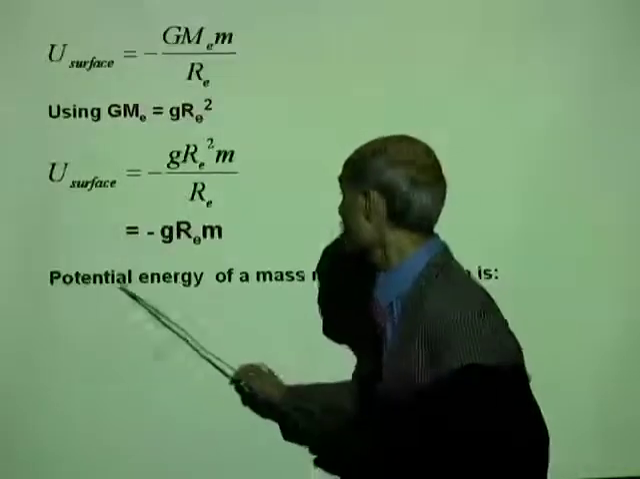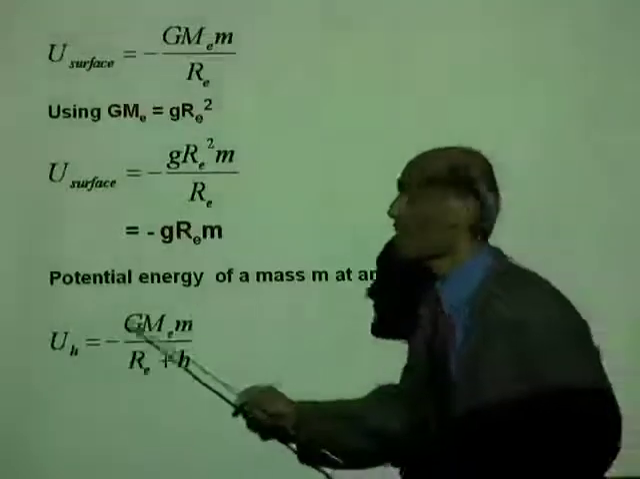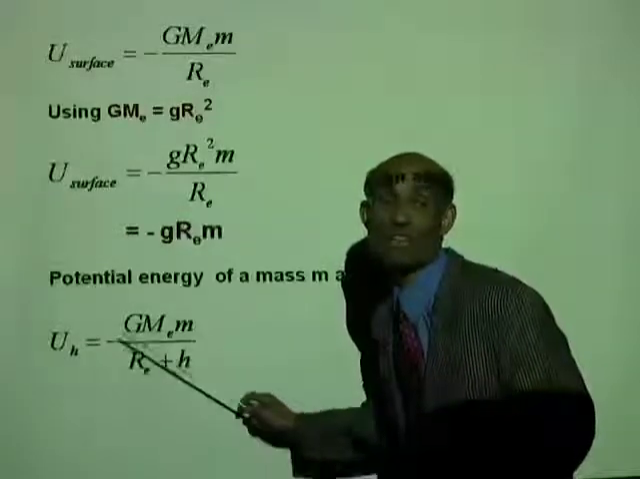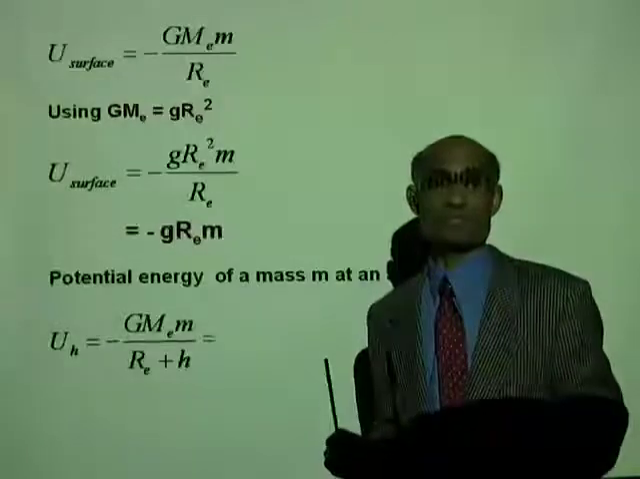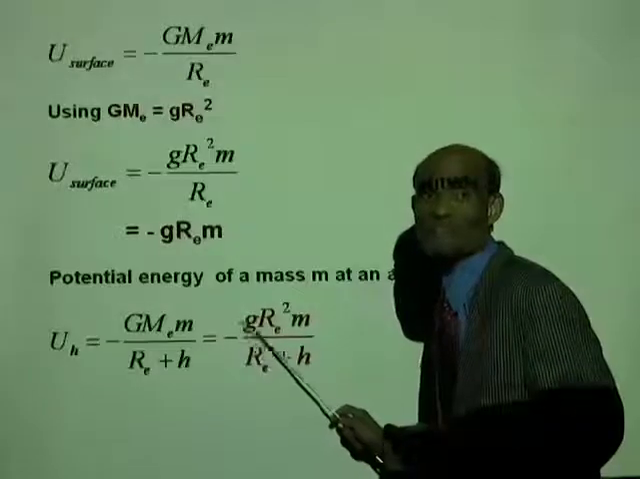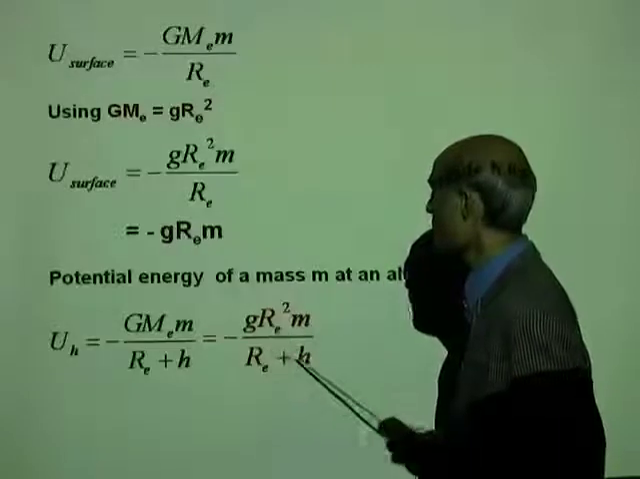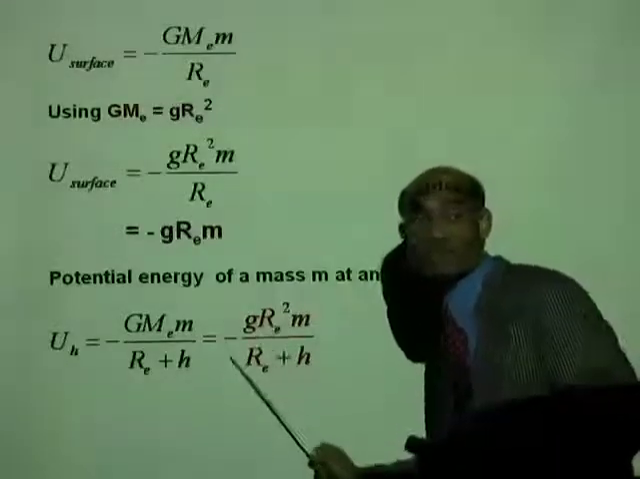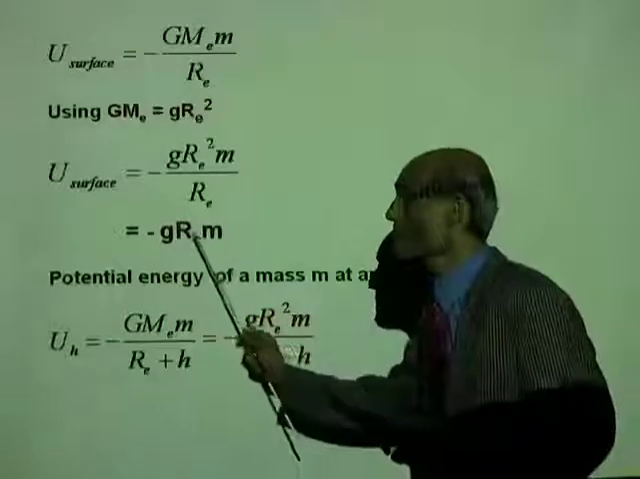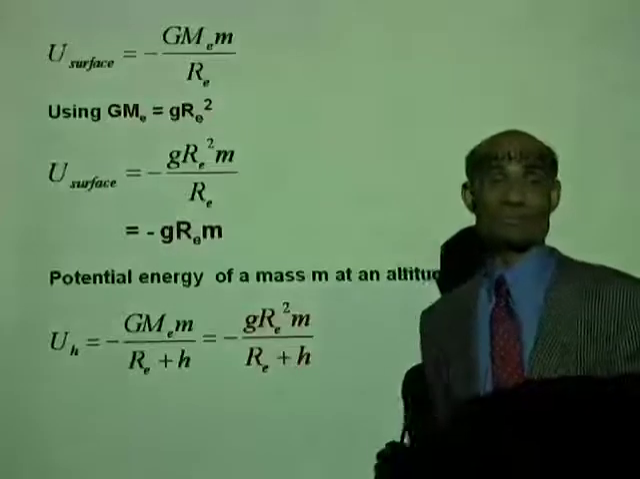And now, potential energy of a mass m at an altitude h will be -GM_E m / (R_E + h). So don't mix up these two equations. And that will be negative. This GM_E can be replaced by g R_E squared. So that will be -g R_E squared m / (R_E + h). This is the potential energy of an object of mass m at an altitude h. This is the potential energy of an object of mass m on the surface of the Earth.